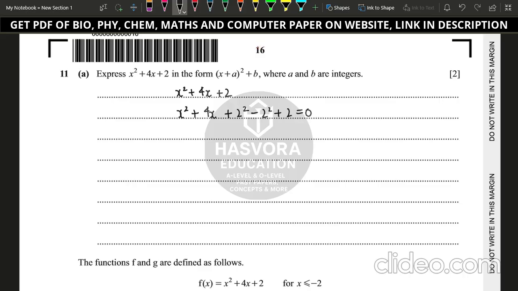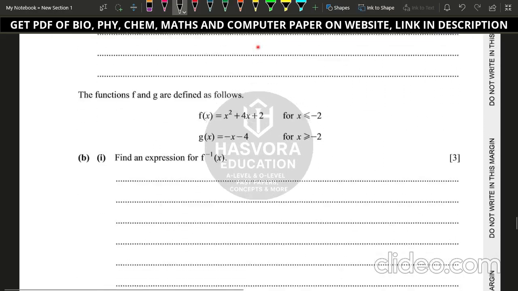Sorry, it is not equal to 0, because this is an expression, it is not an equation. So x plus 2 whole square minus 4, because the 2 is squared, so it becomes minus 4 plus 2. So this will give you the value x plus 2 whole square minus 2. Okay, this is your answer.